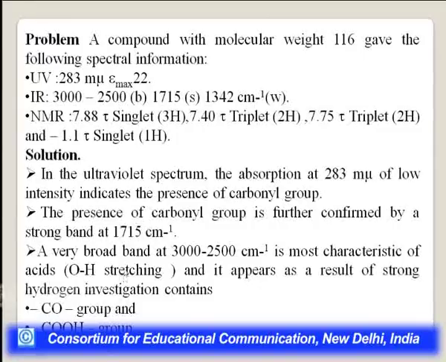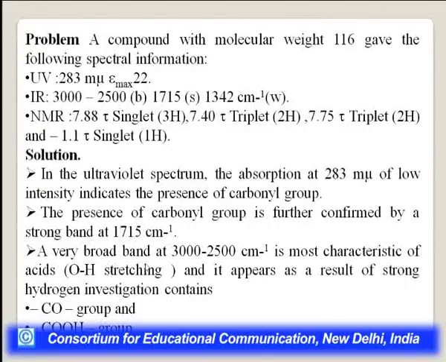So let us discuss all the values one by one. In the ultraviolet spectrum, this low-intensity value indicates the presence of a carbonyl group. We discussed in an earlier problem that the value was 275, now you can see 283. So you should have an idea. The presence of the carbonyl group is further confirmed by a strong band at 1715 centimeter inverse.